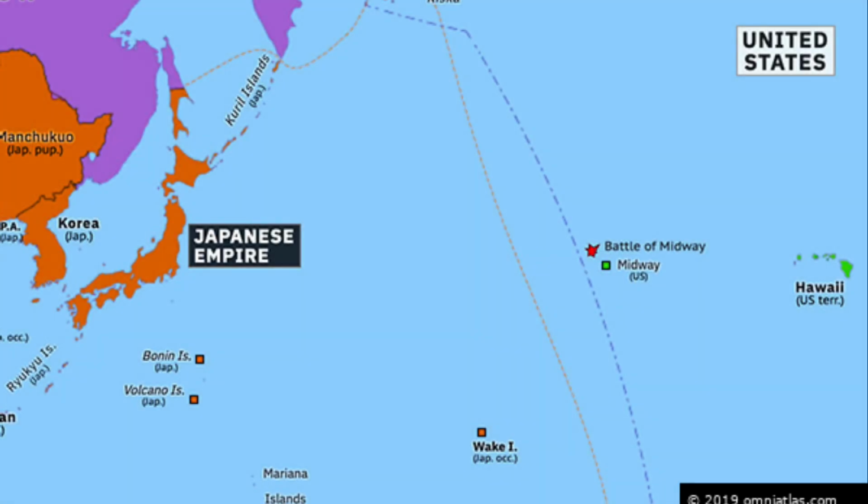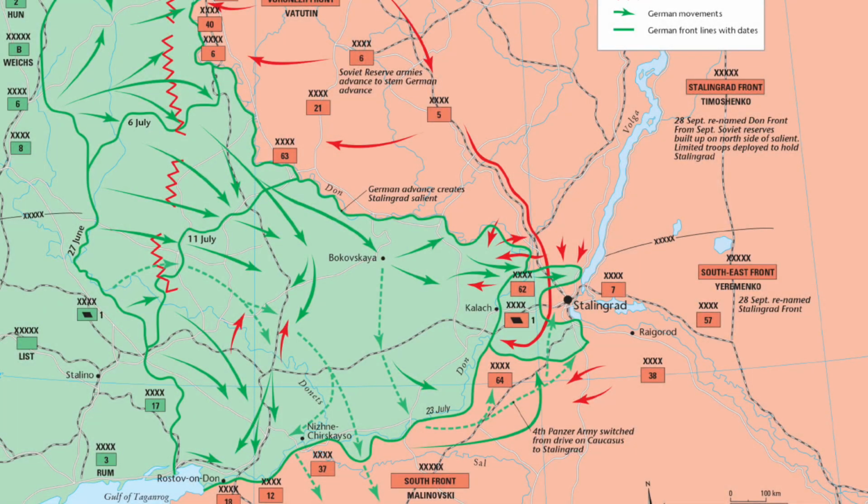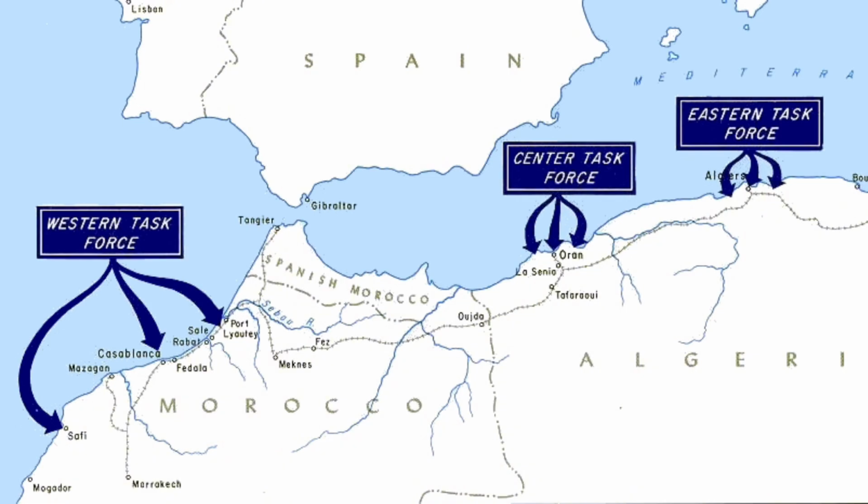Japan was being pushed back in the Pacific, losing the battles of Midway and Guadalcanal. The Soviets shifted to the Allies' side and pushed the Germans back at the Battle of Stalingrad. The Allies decided to push the Axis powers out of Africa in Operation Torch. These factors lead us to this moment in the war, the collapse of the Axis powers.